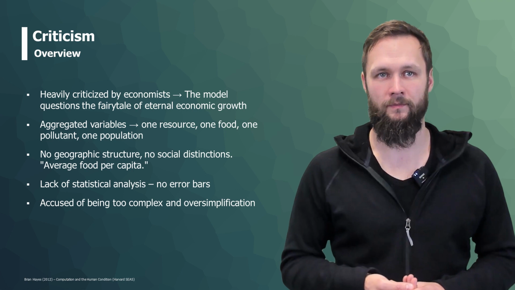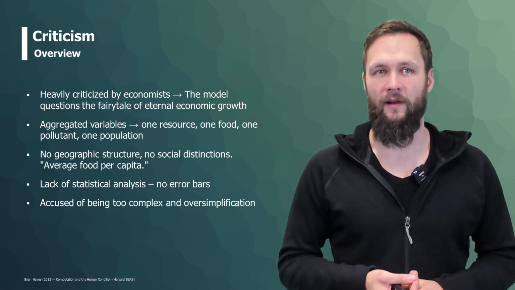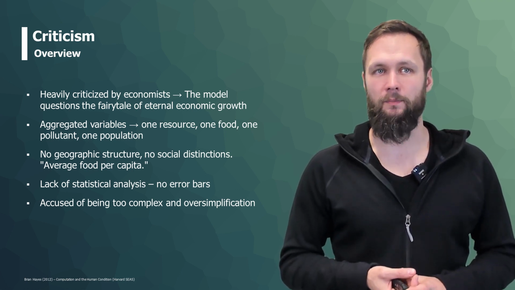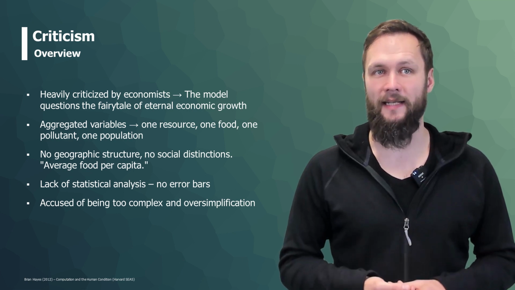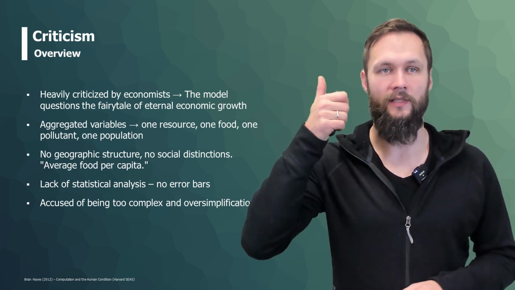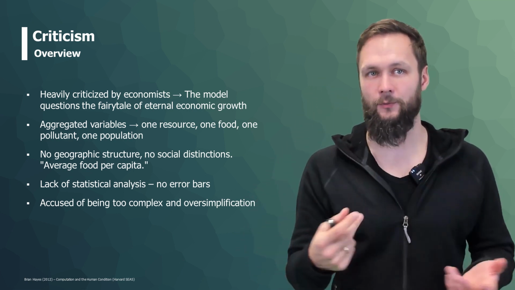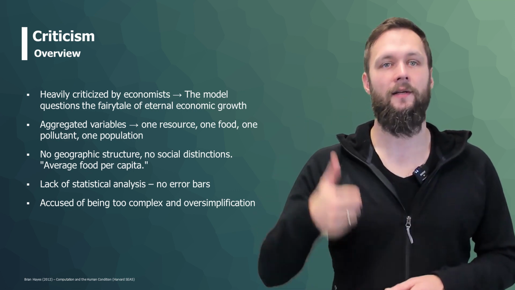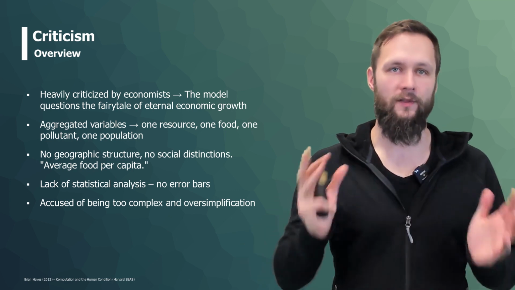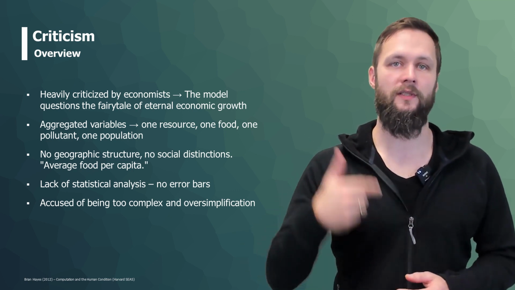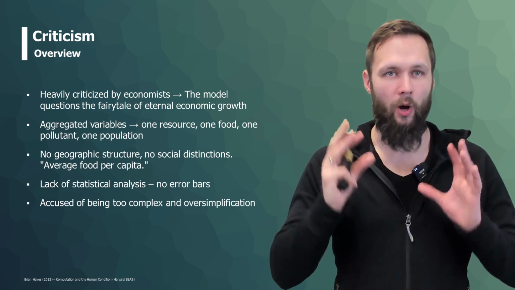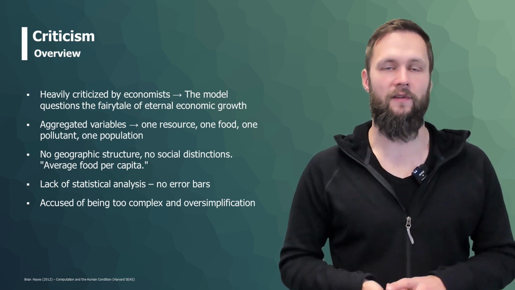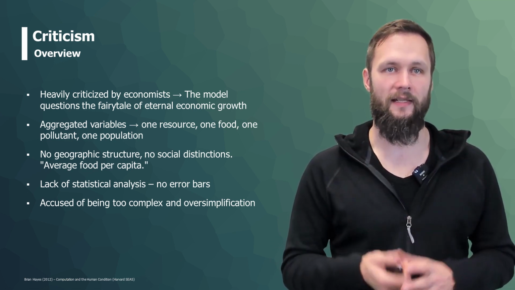Another more well-founded criticism was based on the fact that they had a lot of aggregated variables. So we did not differentiate between the different types of resources. There's one resource for all the resources we have on this planet. There is one food for all the different food assumptions. There's one pollutant and one population. Those are obviously very, very simplified parameters and aggregated variables.